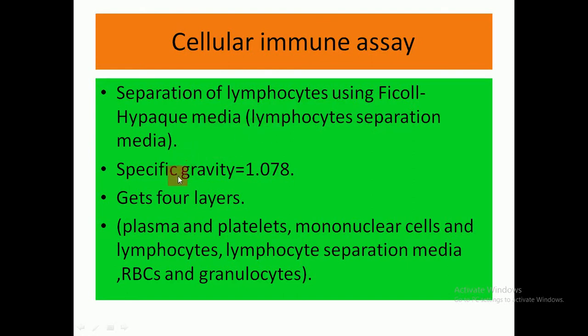And it has a specific gravity of 1.00078. And we add the blood from the patient or any individual on this media, and then we do centrifugation, so we get 4 layers: plasma and platelets, mononuclear cells and lymphocytes, and the 3rd layer lymphocyte separation media, and at the bottom, RBCs and granulocytes.